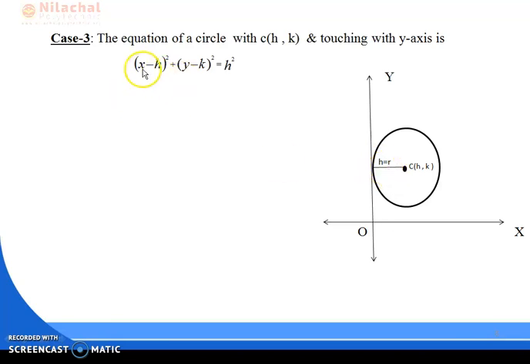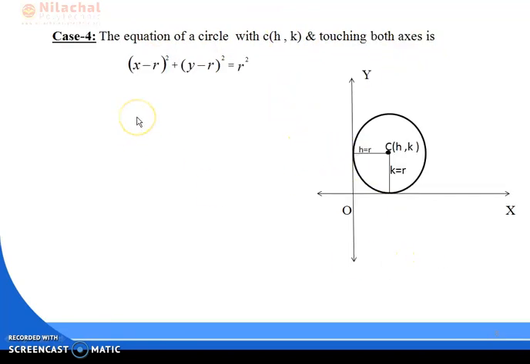So you put down here in the standard form of the circle (x minus h) whole square plus (y minus k) whole square equals h square, because we know that the radius is h. So this is the equation of the circle if the circle touches the y-axis and the center coordinate is (h, k).